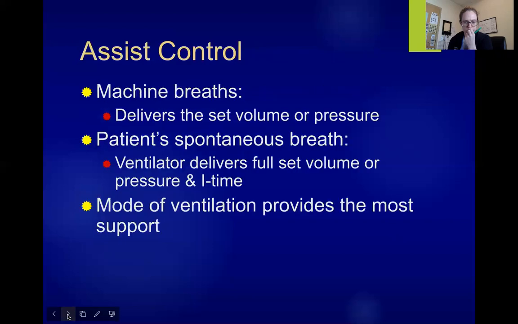So during assist control, the machine breath delivers the set volume or pressure. With the patient's spontaneous breath, the ventilator delivers the full set volume or pressure and I time. And it is the mode of ventilation that provides the most support. So this is a good mode. We use it a lot in adults who have sicker lungs. And also if you want to take over complete control, like if your patient is fully paralyzed and not initiating any breath, assist control is a good mode of ventilation.